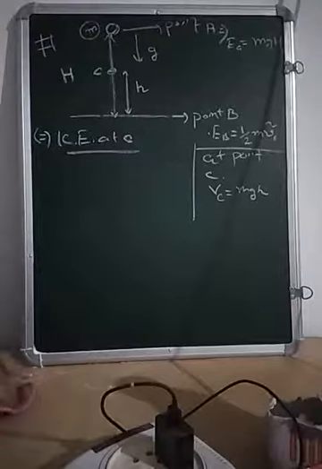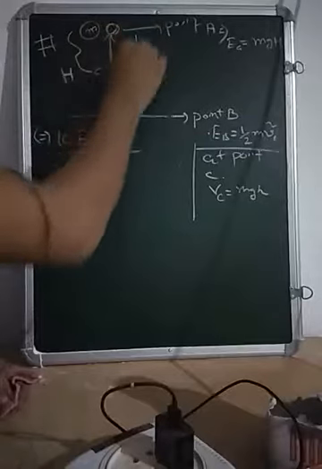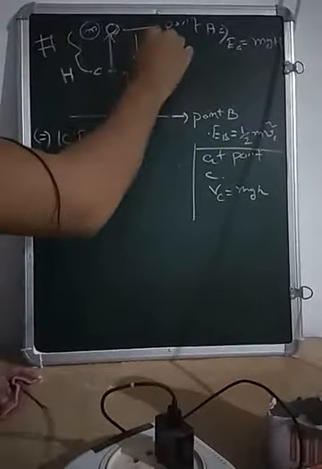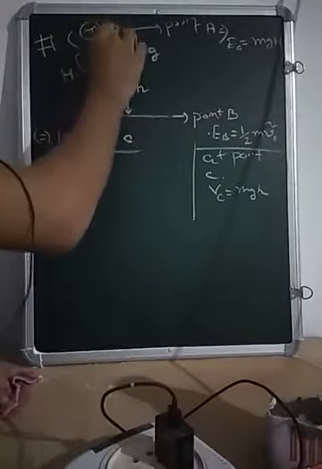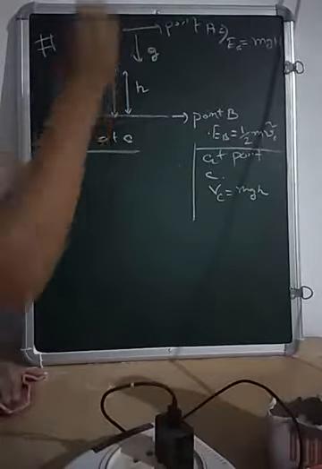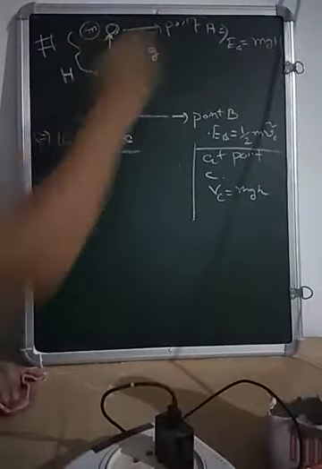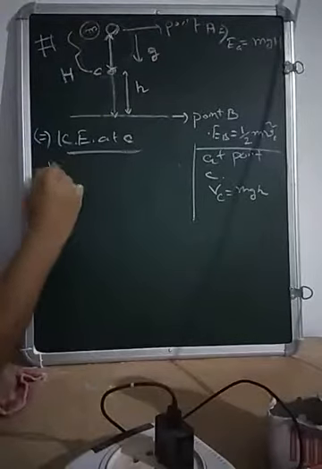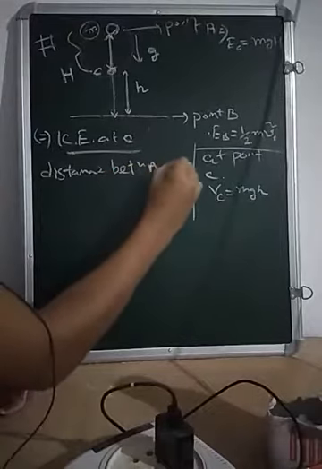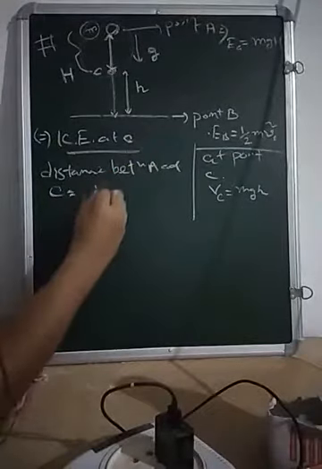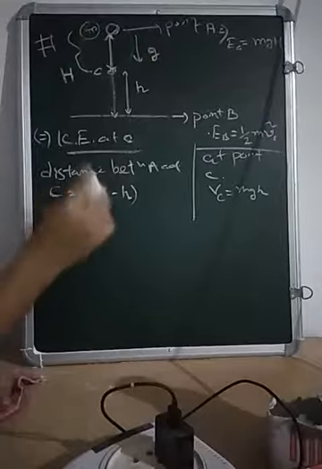During this part, we know the acceleration at which the body is falling. We know the initial velocity, which is 0, because the body is initially at rest, so we can find the final velocity. And we also know the distance between point A and point C, which is capital H minus small h.